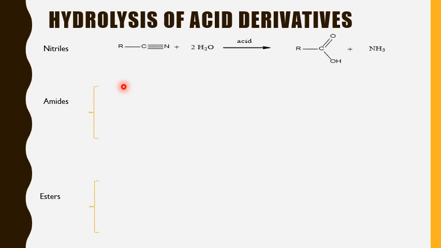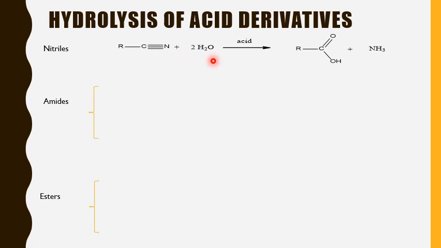When you go for nitriles, as I said, they are also called cyanides, and the functional group is represented as RCN. And remember, R can be aliphatic or aromatic. What is aliphatic? It is an open chain structure, and aromatic is a benzene-like ring structure. So you can prepare either aliphatic carboxylic acids or aromatic carboxylic acids through this hydrolysis of acid derivatives method.